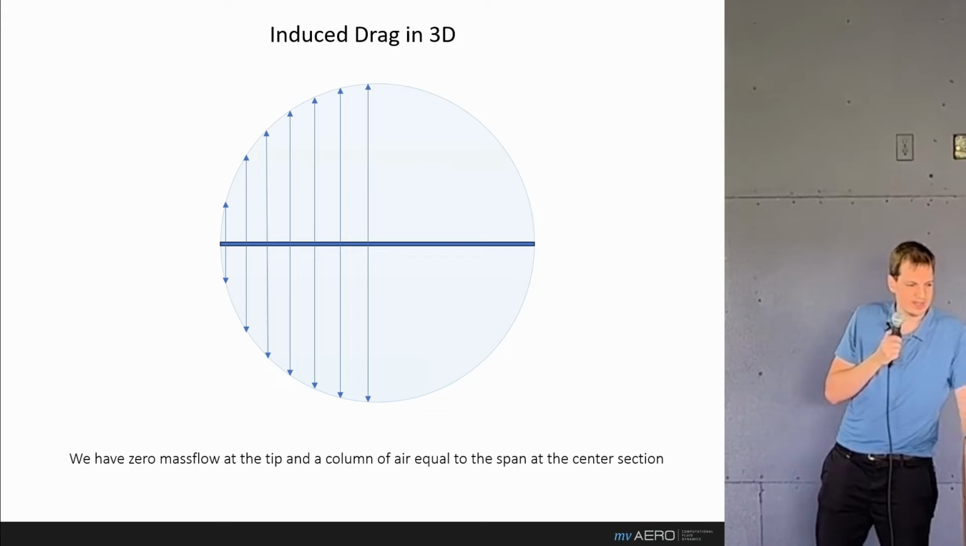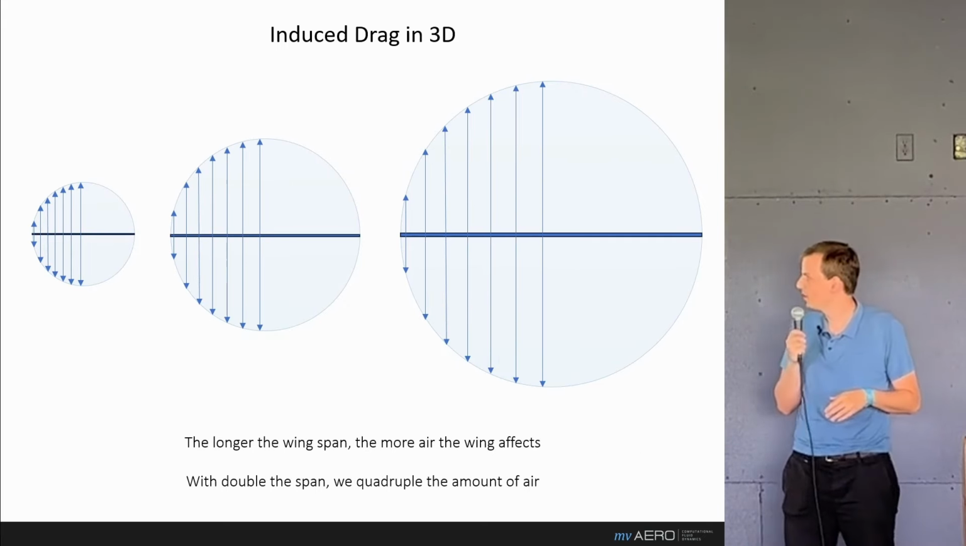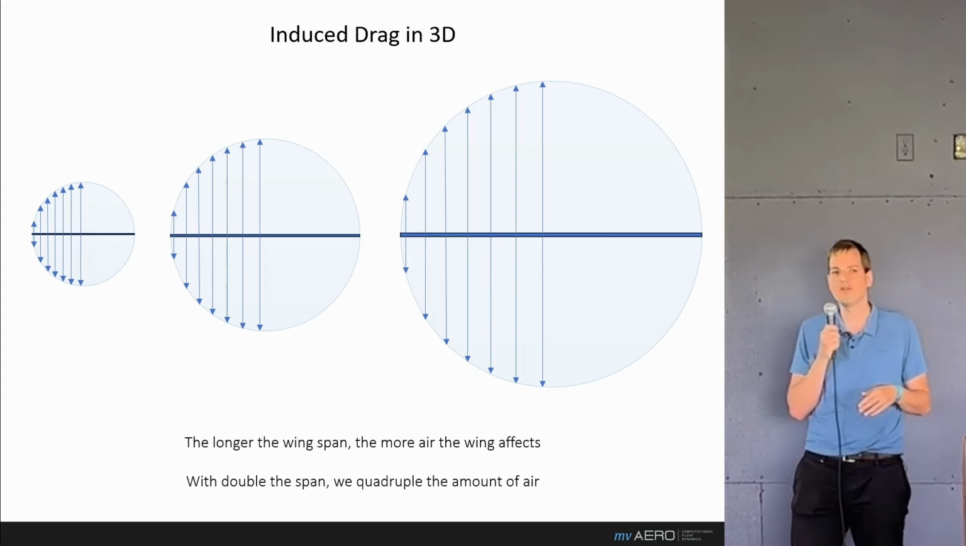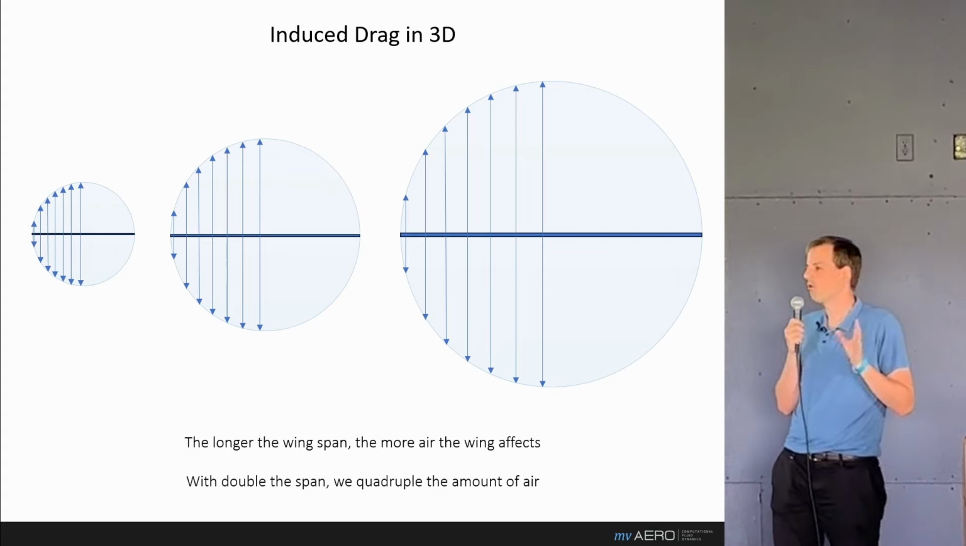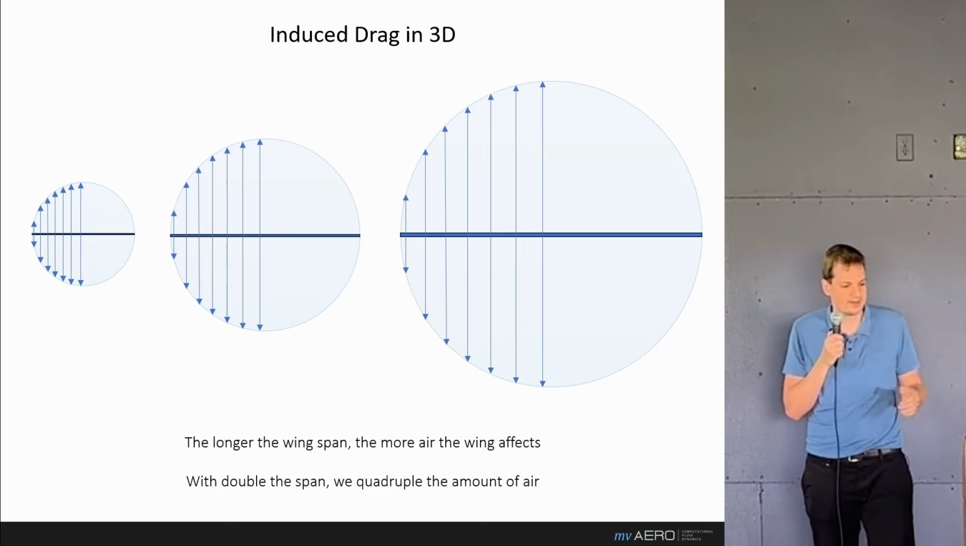Now, that's pretty interesting because that means the longer we have our wingspan, the more air the wing will affect. If we double our span, our wing will affect quadruple the amount of air. That's huge.